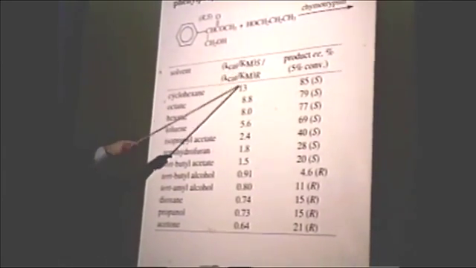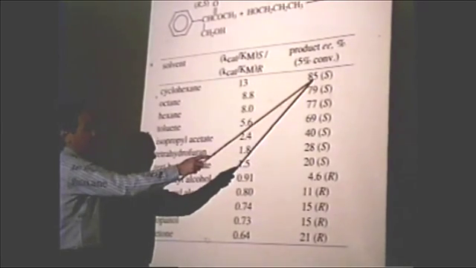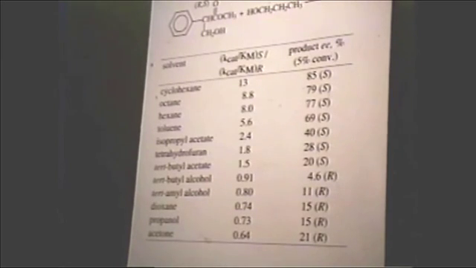In fact, an inversion. The S enantiomer is 13 times more reactive than the R enantiomer in cyclohexane. In acetone, the R enantiomer is about twice as reactive as the S enantiomer. If you were actually to carry out the resolution, at 5% conversion this will give you 85% enantiomeric excess for the S enantiomer. This will give you 21% enantiomeric excess for the R enantiomer. So again, a dramatic dependence of enantioselectivity on the solvent with all the other things being the same. The enzyme concentration, temperature, everything else is the same.